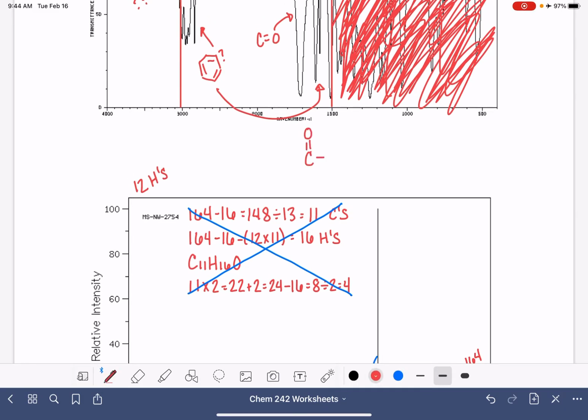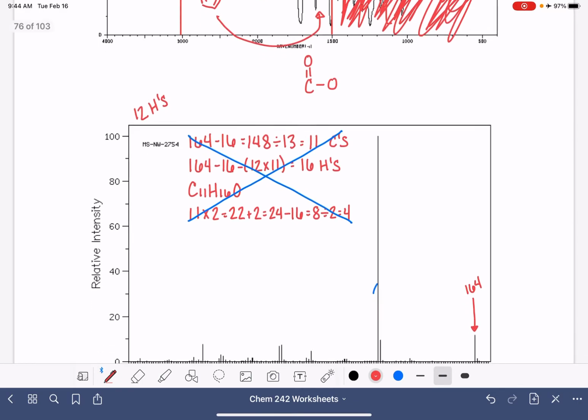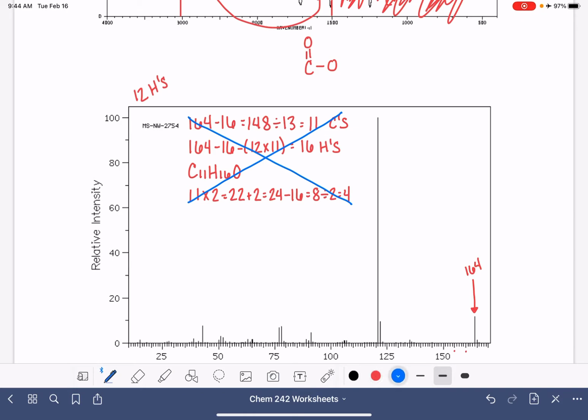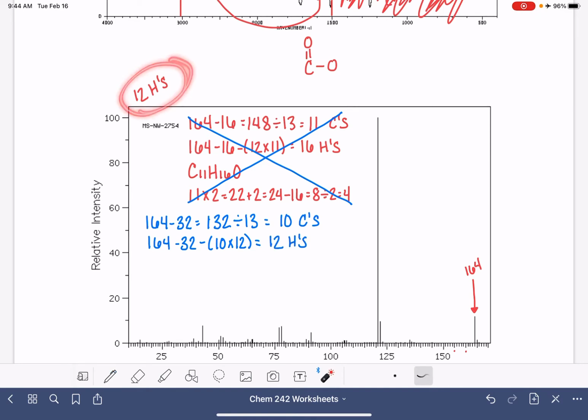Again, it could be an ester, this sort of thing. So let's recalculate our molecular formula with the possibility that we have 2 oxygen atoms. 164 minus 32 is 132. Use the rule of 13 on this: it is 10 carbon atoms. That's still a lot of carbon atoms. Let's come up with the number of hydrogens: 164 minus the oxygen atoms minus 10 times 12 for the carbon atoms. 164 minus 32 minus 120 is 12 hydrogens, which is consistent with what we saw in the proton NMR.